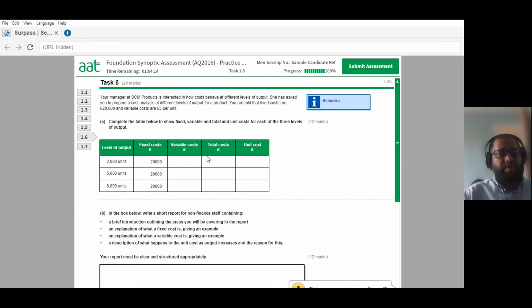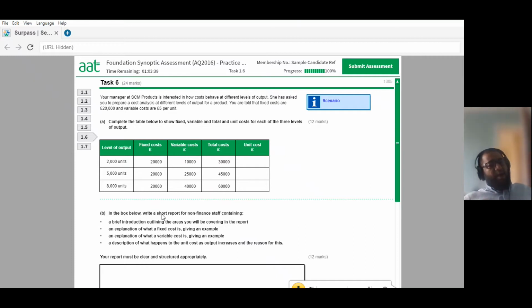So 2,000 units mean a total variable cost of £10,000. Here, £25,000, because it's 5,000 multiplied by £5, which gives you 25 grand. 8,000 multiplied by £5 is 40,000. What you notice here is that this hasn't changed, but this one has increased with the level of production. So the total cost here is 30,000. You add your fixed and variable cost, and then here 45,000, and here 60,000.